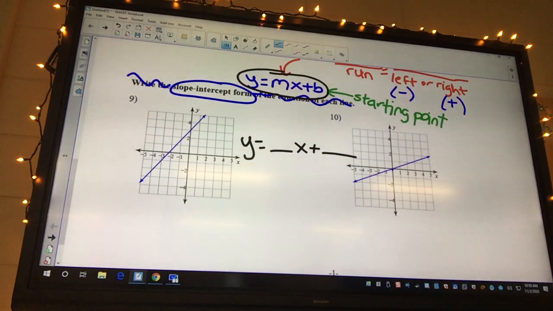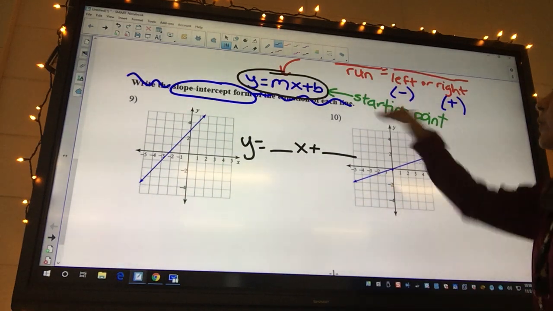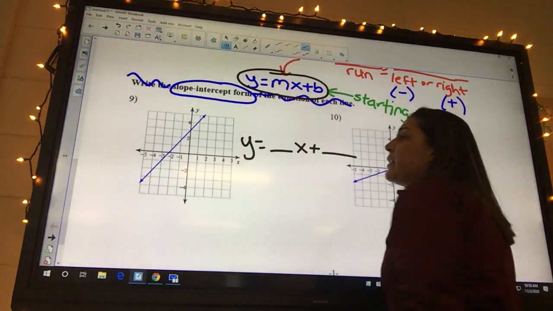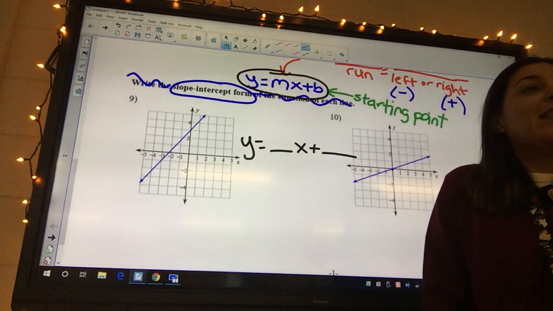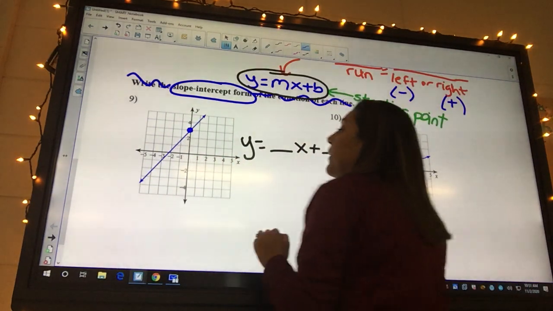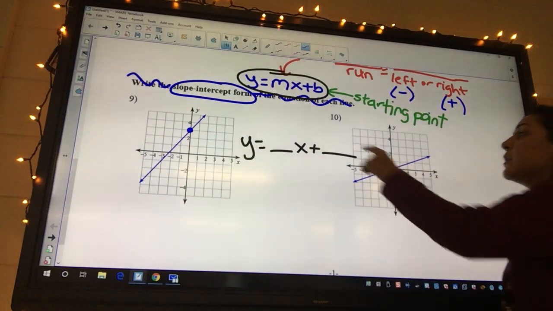Okay? So our b we always find first. That's why it's called the starting point. Okay? Well, where does the line intersect the y line? 3. Yeah, it's going to be right here. So at 3. That means our y-intercept is going to be 3.